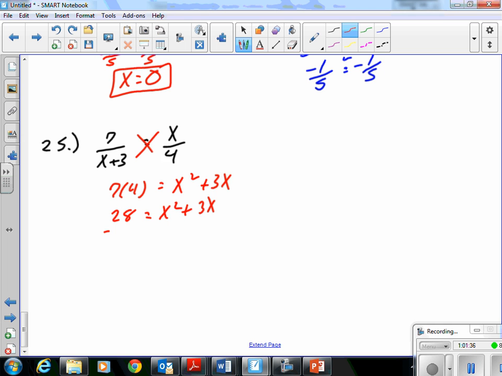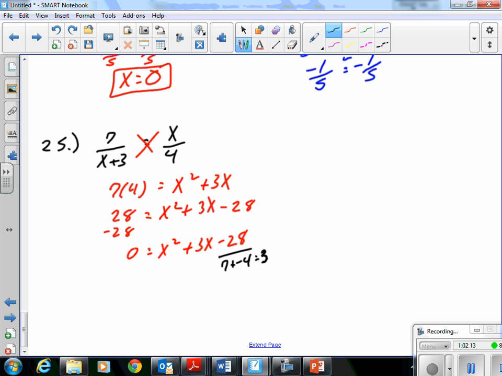Now we'll move the 28 over, minus 28, because we got a quadratic, so in order to solve it, you've got to get it equal to 0. So it's going to give us 0 equals x squared plus 3x minus 28. Now to solve a quadratic, we factor it, set the factors equal to 0 if possible. So we're looking for factors of negative 28 that will add up to positive 3, which would be positive 7 and negative 4. Add those together, it'll be positive 3.